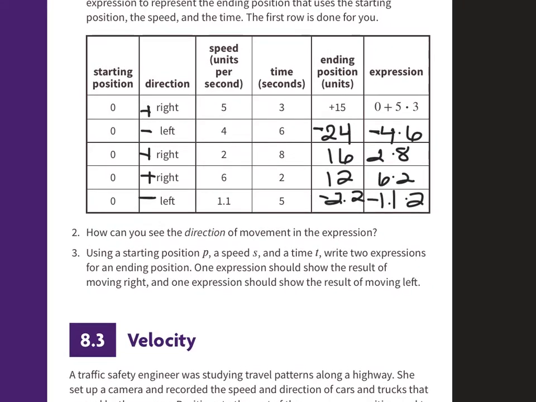How can you see the direction of the movement? Well, the direction, if they're going right, it's positive. So with my answers, how do I see the direction? Oh, and the expression. Well, the negatives are going to tell me the direction, okay? Negative, negative, negative, negative. These ones don't have negatives, so that means they're going right. Okay, so we're going to skip 3.